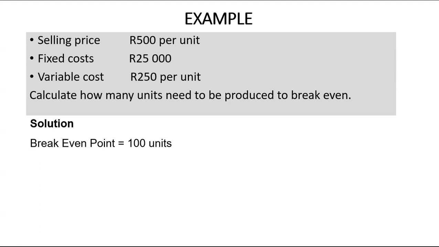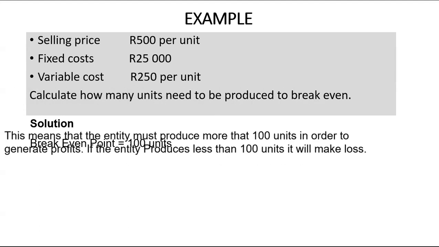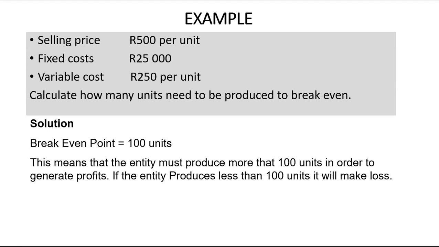Now, if you really want to make profits, you have to at least produce 101 units. And that will result in you having a profit. Okay, that profit will be that 1 unit extra you produce. But if you produce 99 units, you are going to make a loss, 1 unit loss. Now, as I've said here, this means that the entity must produce more than 100 units in order to generate profits. If the entity produces less than 100 units, it will make a loss. That's how easy it is, guys.